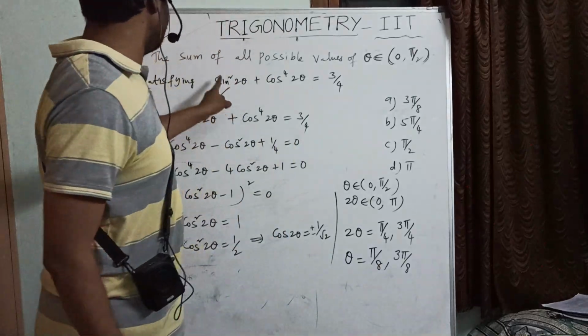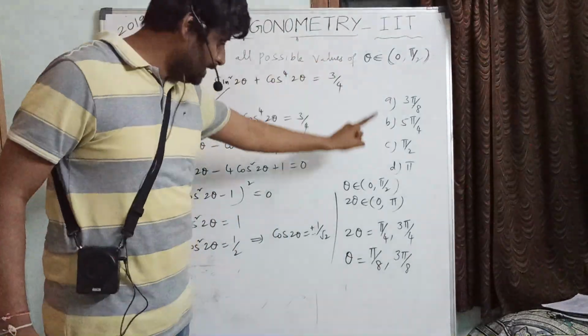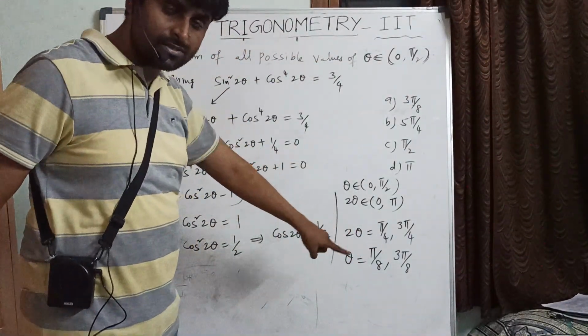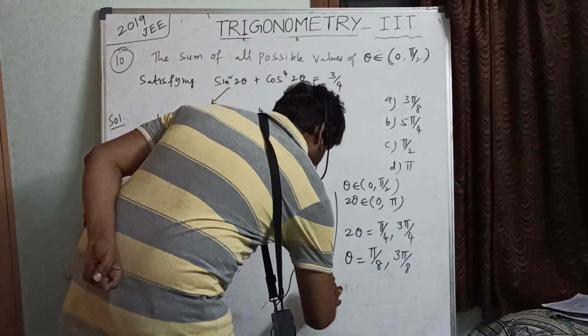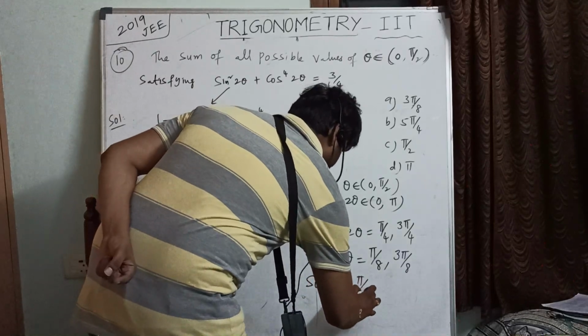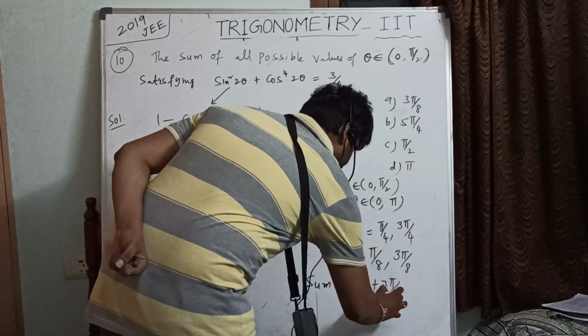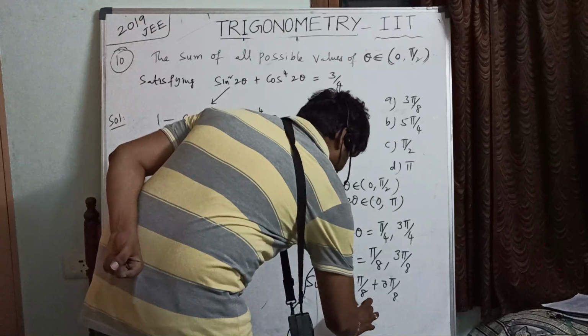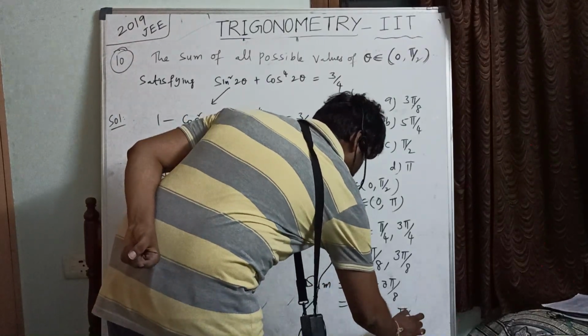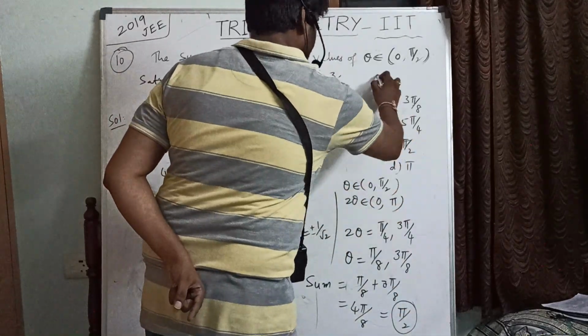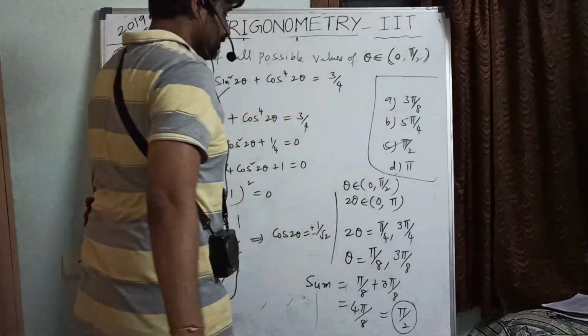So what are you going to write? Sum of all possible values. Let us add these possible values which are obtained for theta. If I add, so what will you get? Sum here, pi by 8 plus 3 pi by 8. So what will you get? 4 pi by 8. That means, what will you get? So pi by 2 is the answer. So option C is correct.